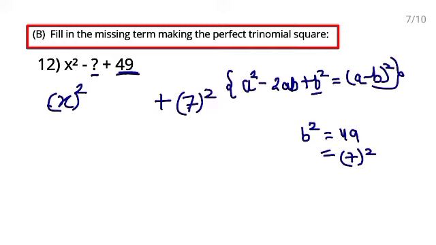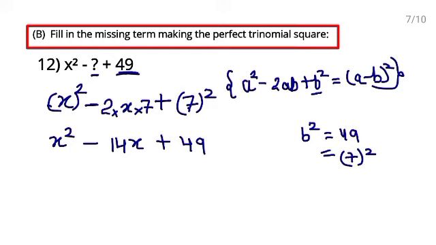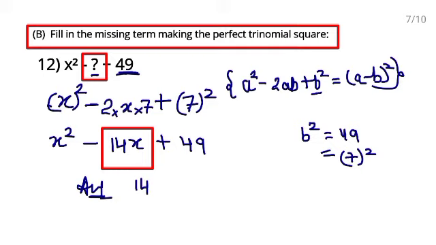7 sevens are 49. So write it as b square 7 square. Now the middle term should be 2 into a into b, right? So write here 2 into a is x and b is 7. So this is x square minus 7 2s are 14x plus 7 7s are 49. So they were asking about this term, which is question mark here. And what is it? This is 14x, right? So what is your answer? 14x.